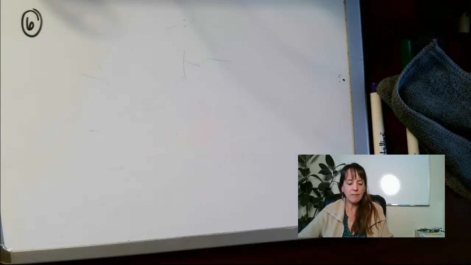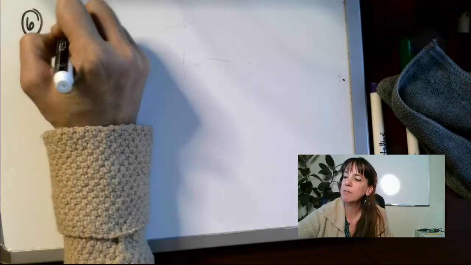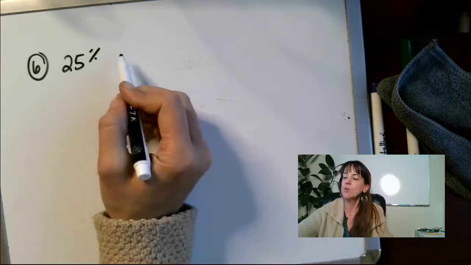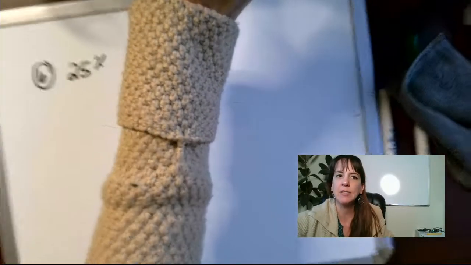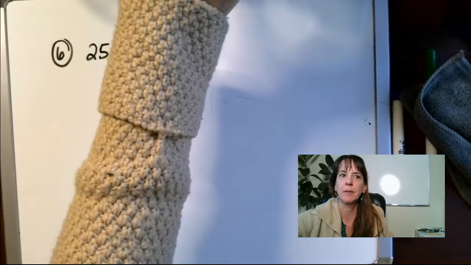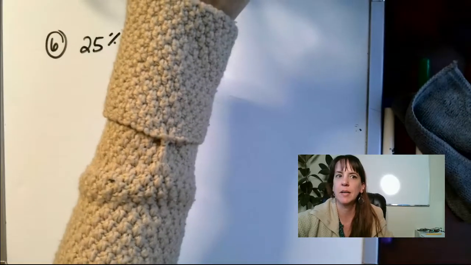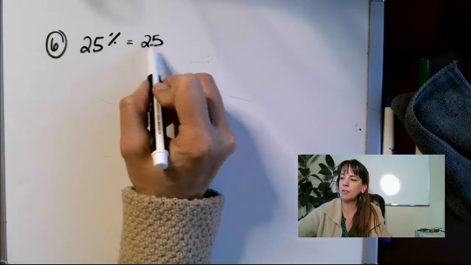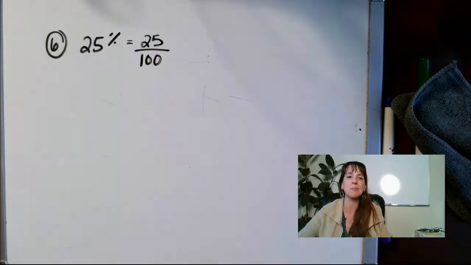Okay, this says 25% of the 3 dozen eggs were cracked. 25%. Let's start by putting that into a fraction. Okay, 25% can be rewritten as 25/100. But guys, make your life easier.